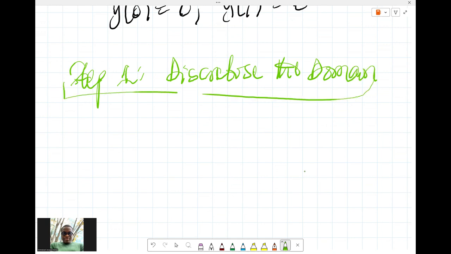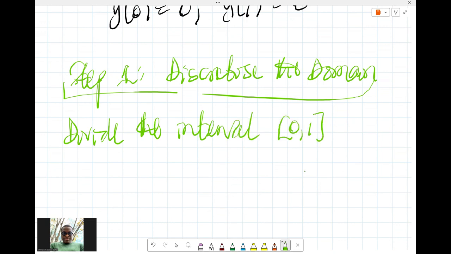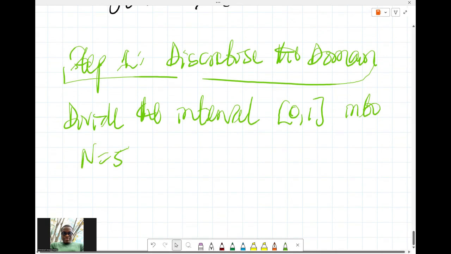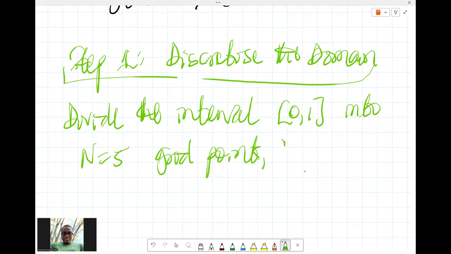So discretize the domain. We divide the closed interval [0, 1] into n equals 5. So whatever we choose or whatever we're given, n equals 5 grid points.